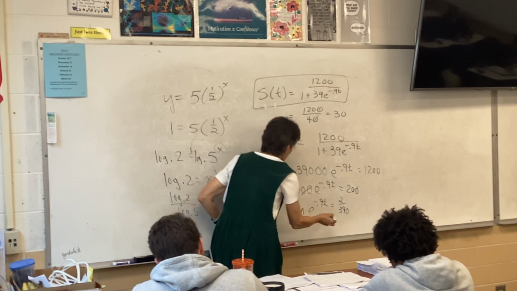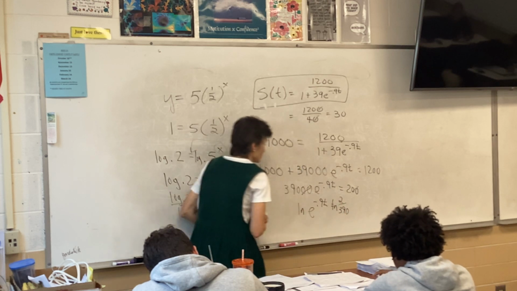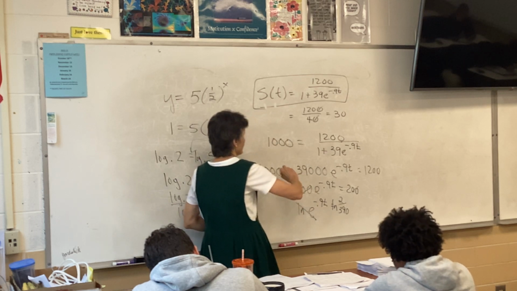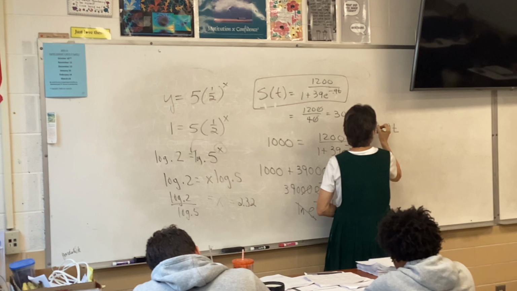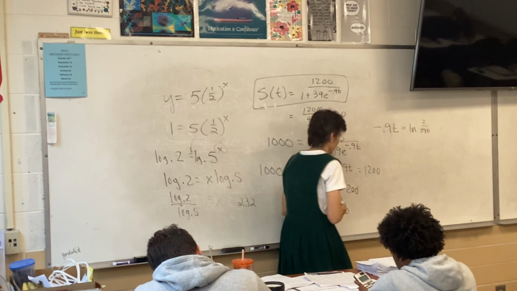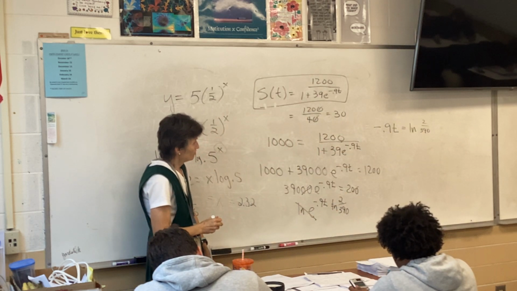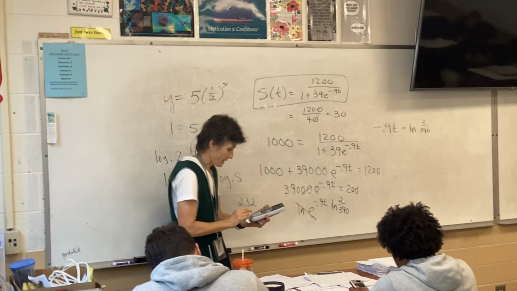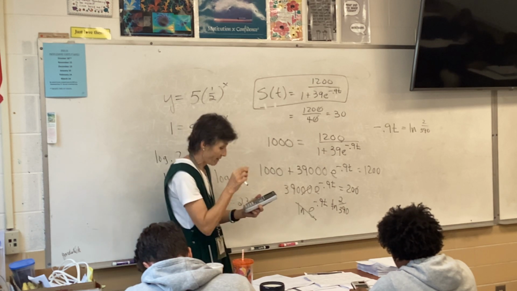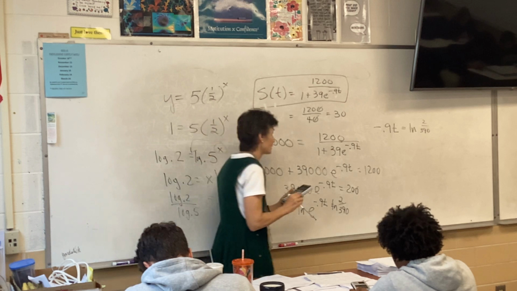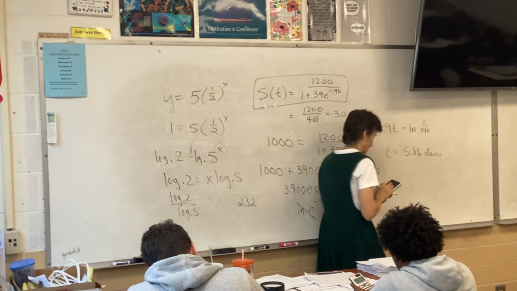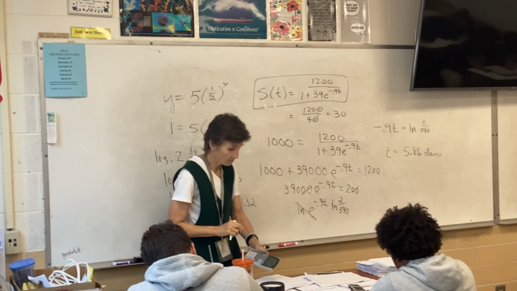Take ln of both sides. This time you could use log, but there's a definite advantage to using ln, because since there's an e, this side of the equation will just be negative 0.9t, equal to ln 2 over 390. So I'm going to find ln 2 divided by 390, and then divide that by negative 0.9. Wow, I got 5.86 days. So it doesn't take long, does it?